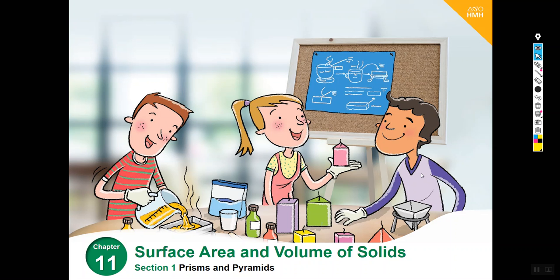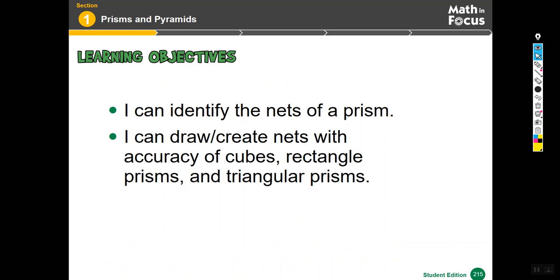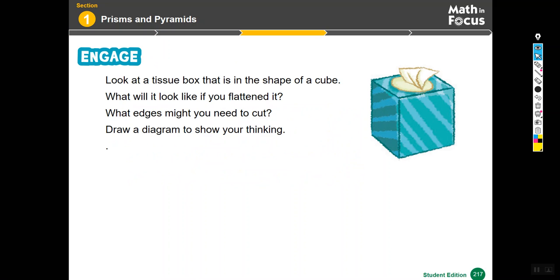Okay, day 2. Sorry, I'm going to try to stop doing that. We are in day 2 of surface area and volume. Our objective today is: I can identify the nets of a prism, and I can draw and create nets with accuracy of cubes, rectangular prisms, and triangular prisms. So those are our objectives today.